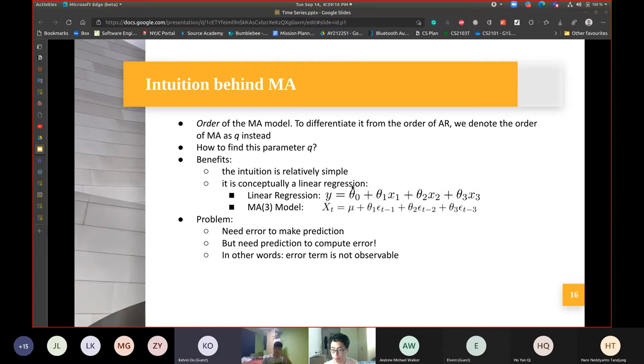So how is it different than, let's say, linear regression? Because in linear regression, we also randomly initialize the parameters, right? What makes MA more difficult to optimize than linear regression?